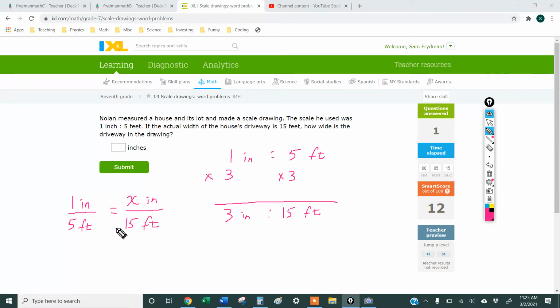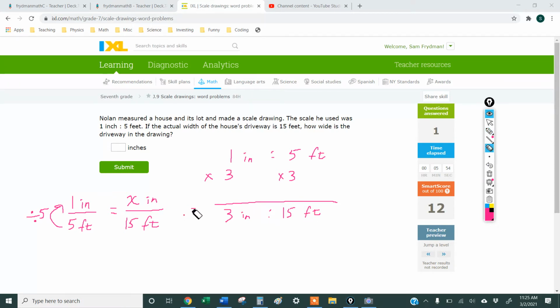And then there are a couple of different ways that we could solve for x over here. We could say, very similar to what we did over here, well, 5 times 3 is 15, and 1 times 3 is 3, and so we would get that x is 3, which is what we found over here. Another way we could have solved that would be to say, well, 5 divided by 5 is 1, and 15 divided by 5 is 3, right? And that's another way we could have figured out that 3 is our answer.